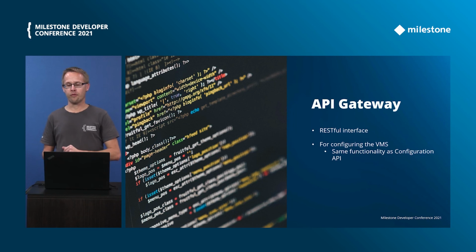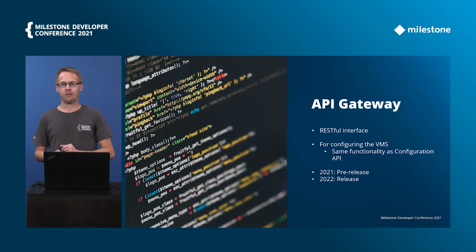The first version will be for configuring the VMS. So basically the same functionality as I already mentioned for the configuration API will now be available through this RESTful interface on the API Gateway. We will make what we call a pre-release for the 2021 release, which will be the full API as we know it, so you can download it and start working with it and make your integration.